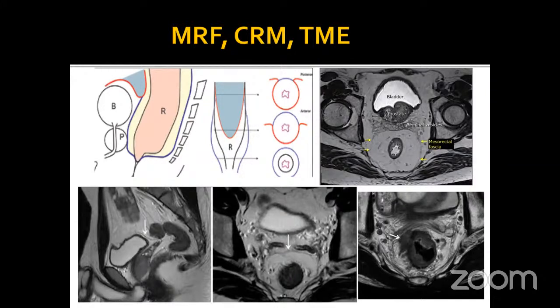What is T4A? Once the tumor goes beyond the MRF or CRM, it is T4. If it invades any pelvic organs, T4B. No pelvic organ invasion, only infiltration beyond MRF, or it touches the parietal peritoneum, it is T4A. Look at this MR image.